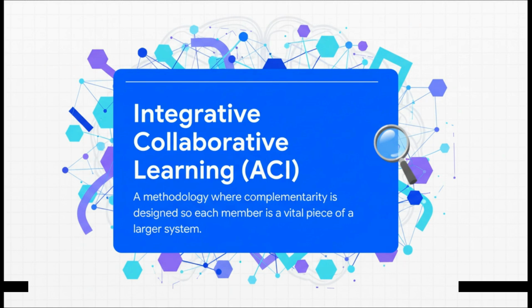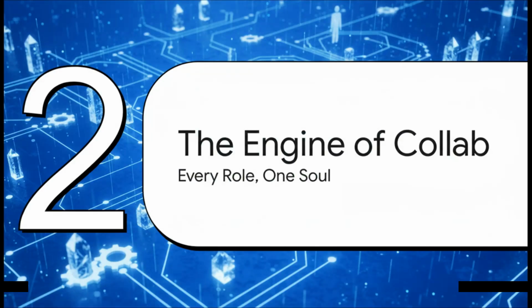The second piece of the puzzle is the ACI, which stands for Integrative Collaborative Learning. So if the CII is the what, the intentional community, then the ACI is the how. It's the specific methodology. It's the operating system that really makes the heartbeat classroom tick. It's all about creating this diverse structure where every single person isn't just there, they're a vital piece of a much larger system.